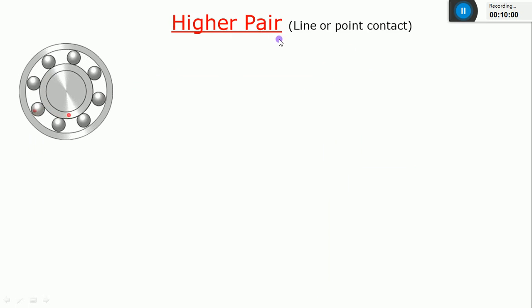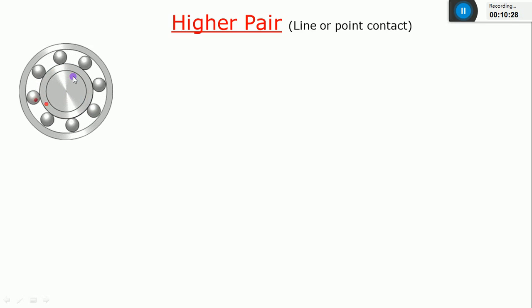Then I'll go to the next one, that is the higher pair. The keyword for the higher pair is line or point contact. Just consider an example of a roller bearing or ball bearing. This is the inner race and the outer race. The outer race is fixed and the inner race is connected to the shaft. As the shaft starts rotating, the ball bearings also start rotating, they will start rolling. They will rotate about their own axis, and they will have a sliding motion with respect to the shaft.